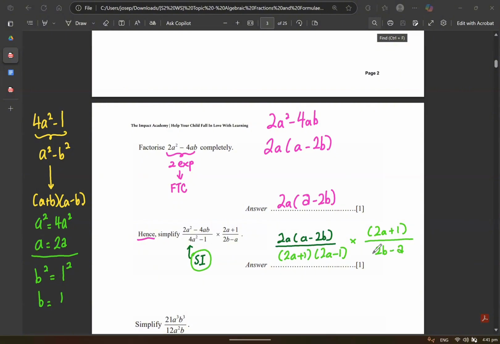2b minus a. What's your job? Your job is to make sure you find what is common and you cancel away those that are common. Cancel away this, cancel away this. Does it make sense to you?